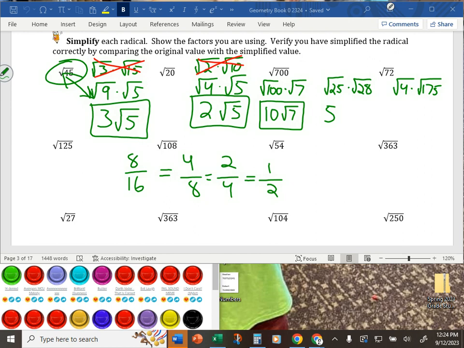Is 25 the largest perfect square that goes into 700? No. That's why. If we don't use the largest perfect square, I look at that 28. What can I do with that 28?